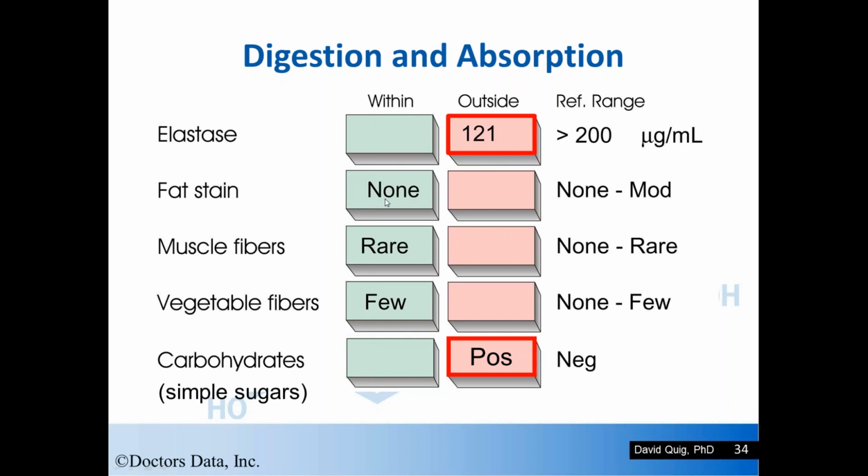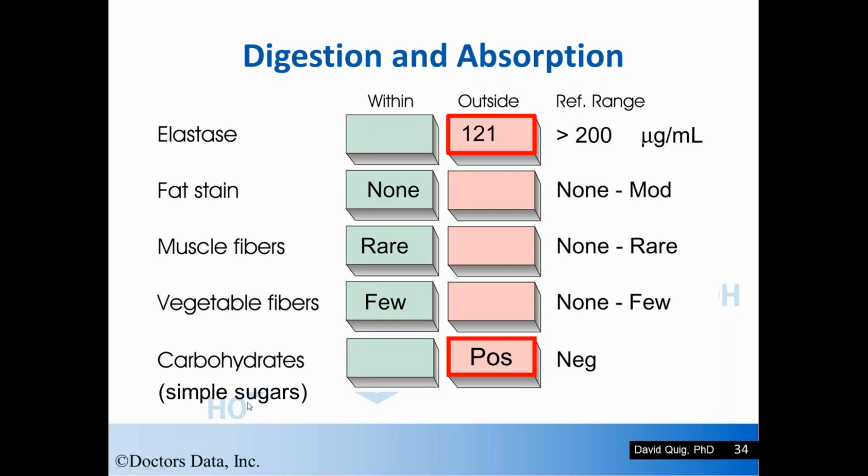We look at fat stain. Fat stain can tell us whether there's problems specifically with fat digestion and absorption. Vegetable fibers and muscle fibers really are an indication of lifestyle, poor mastication. It's not really associated with insufficient protease, or proteolytic, enzymes, but rather the patient needs to slow down, sit down, and chew their food sufficiently.